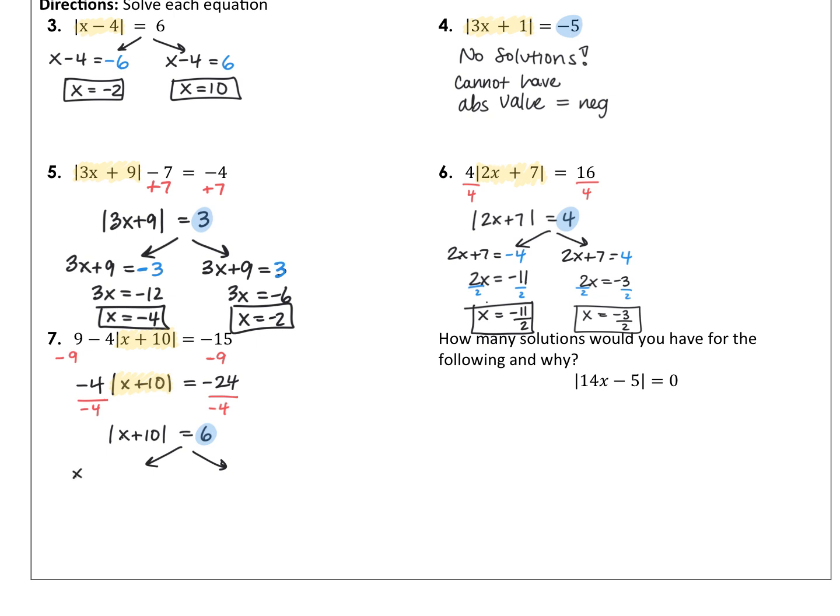X plus 10 equals then negative 6. And x plus 10 equals positive 6. Solve both of those. I would subtract 10 on both, so I get negative 16 and negative 4.